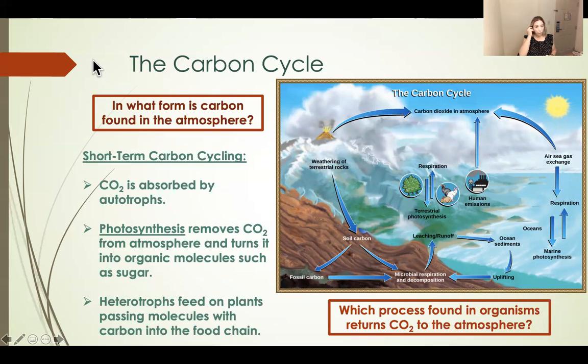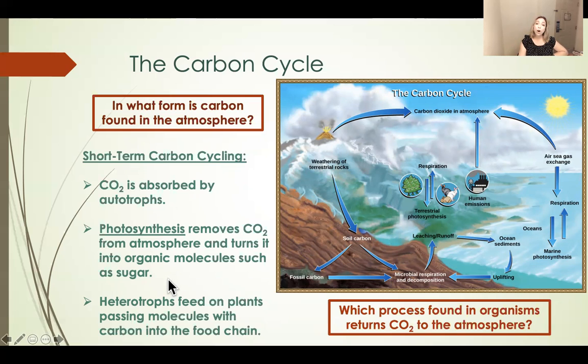Okay, so the question I wrote for you is, in what form is carbon found in the atmosphere? So we already went through that. It is found as carbon dioxide, sorry, I have a little bug flying in front of me, a carbon and two oxygen atoms. Now remember that carbon dioxide is absorbed by autotrophs, photosynthetic organisms, and that is part of short-term cycling.